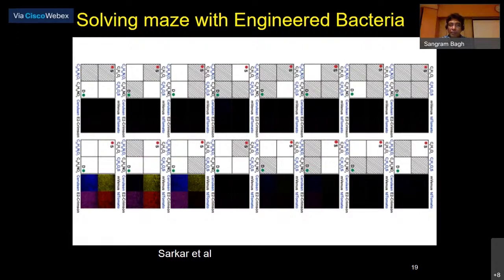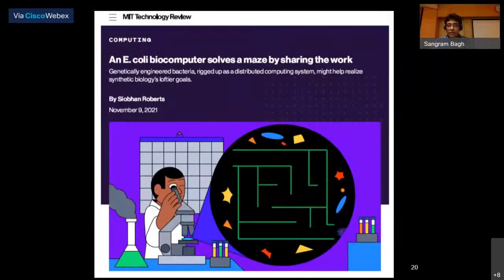And we are very happy, and I'd like to share that this work is published in ACS Synthetic Biology, and it has also been featured in MIT Technology Review. You have probably heard of it. It is a world-renowned technology magazine, and they made a big feature. If you go to MIT Technology Review, you will find the title, something like an E. coli bank computer solves the maze, distributed work. So you can find that story there. We are happy about that.